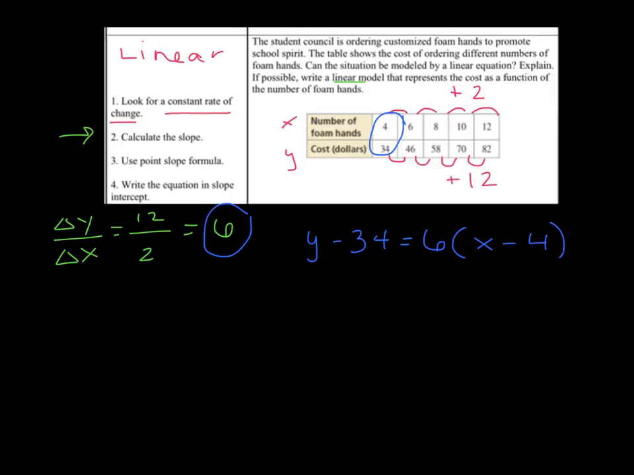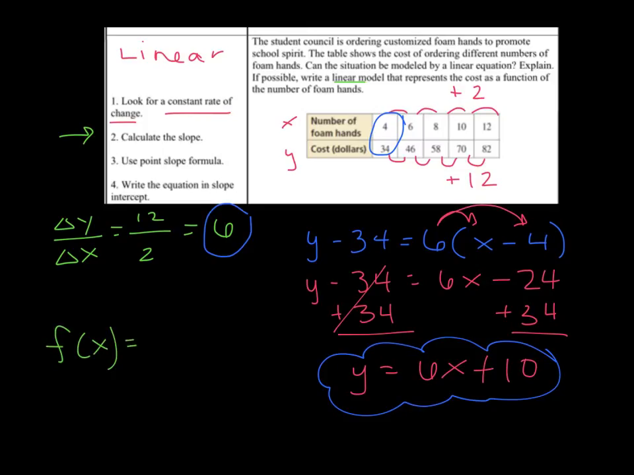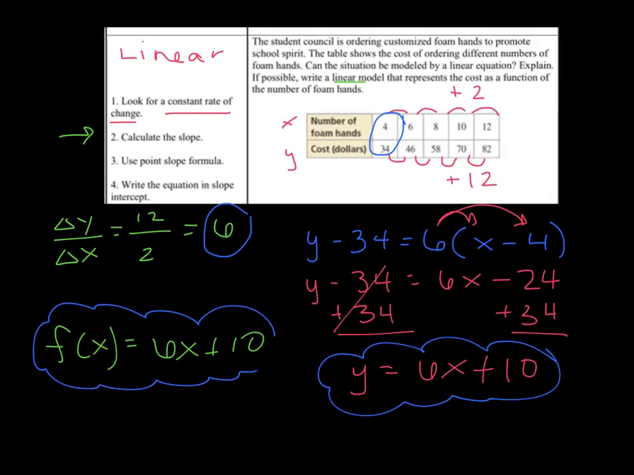So then from here, I am going to solve for y to get this in slope-intercept form. So that means I need to distribute the 6, and that's going to give me y minus 34 equals 6x minus 24. And then I'm going to add 34 to both sides. When I do that, that's going to give me y equals 6x plus 10, which is my equation. Now, since it did ask for you to write this as a function of the number of foam hands, if this was a multiple choice test, they may have it written as f of x equals 6x plus 10. But hopefully you guys at this point are comfortable enough with function notation to know that f of x is the same thing as y.